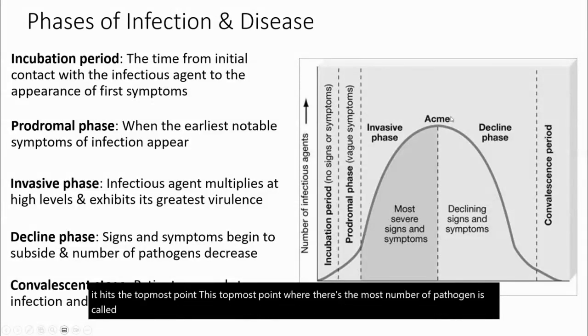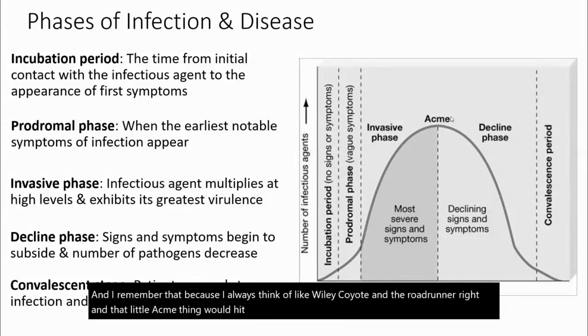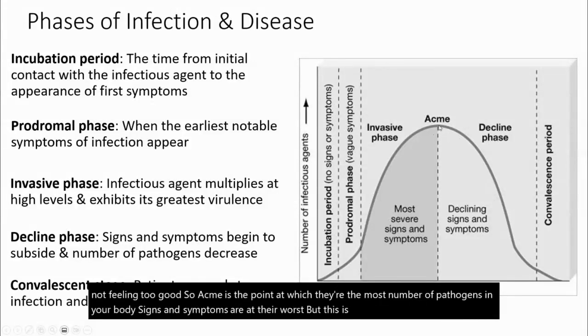And I remember that because I always think of Wile E. Coyote and the Roadrunner, right? And that little acme thing would hit the coyote. He gets this big old bump on his head. He was not feeling too good. So acme is the point at which there are the most number of pathogens in your body. Signs and symptoms are at their worst. But this is also the point where things now are going to start to get better.